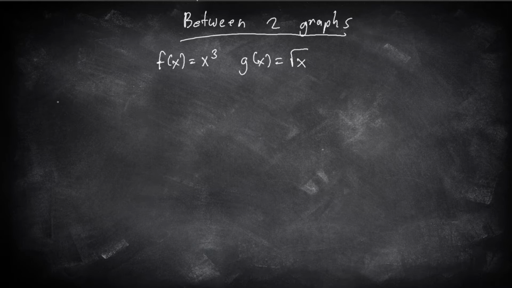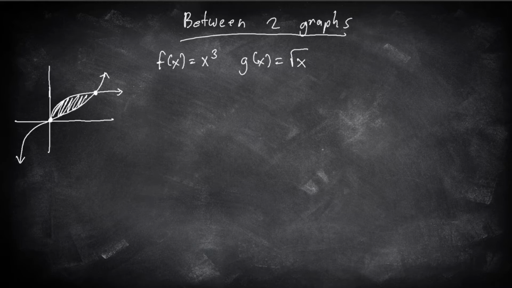Okay, so let's draw how this looks. Make this a little bit bigger. So x cubed looks something like this. Our square root of x looks something like this. Okay, that means our intersections are right here and right here. And our area is right here. So let's first find out what our intersection is.